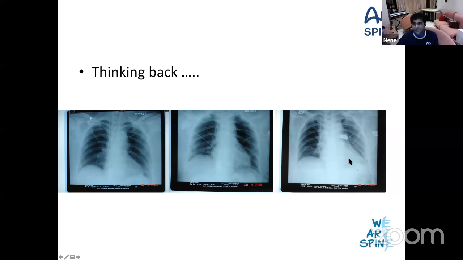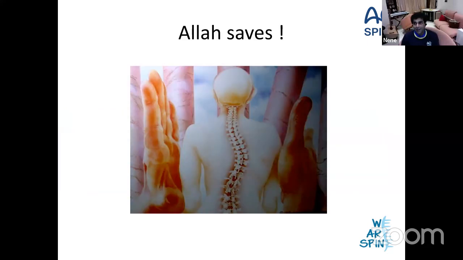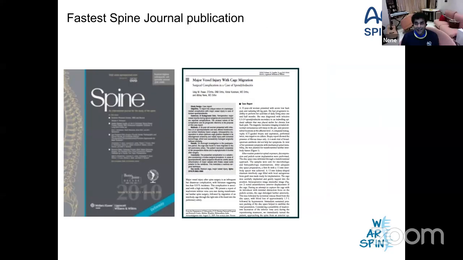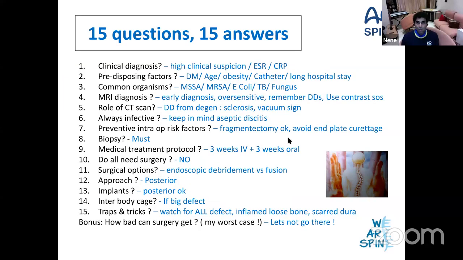We kept doing successive CT scans, and eventually we chose not to do an open heart aorta clamping surgery to remove this cage, and we left the cage back, and now it's 12 years and she's there. And I can tell you, this is the quickest acceptance of a spine article for me. It was accepted in like 4 days. So to end, these are the questions that we asked, and these are the answers.